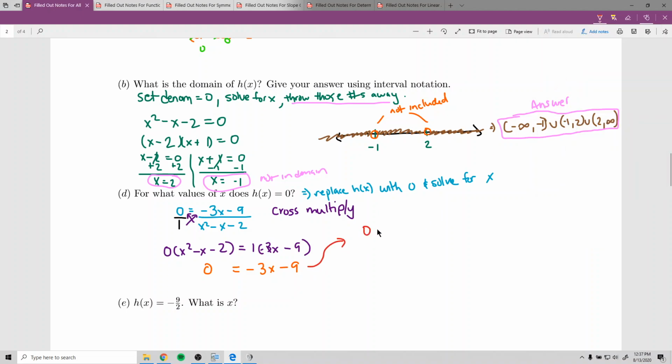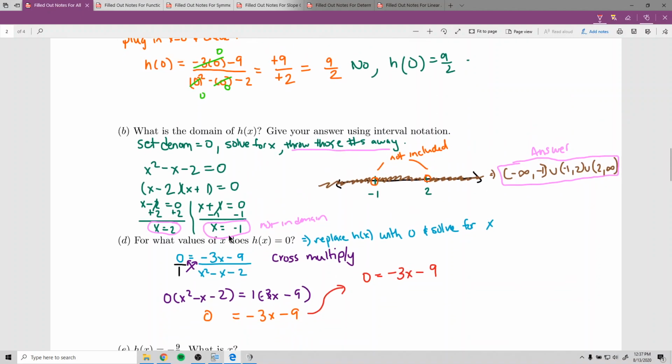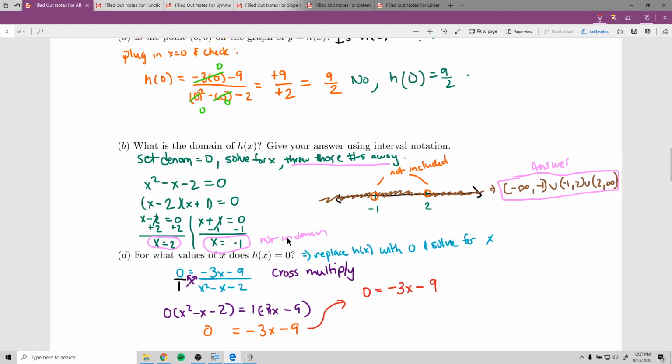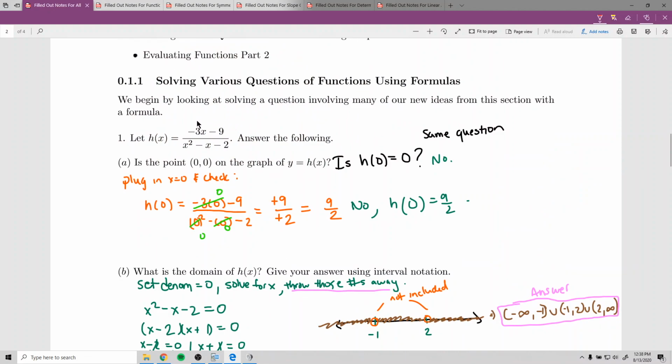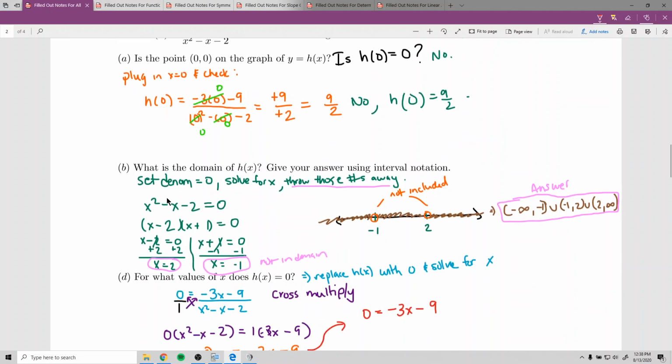All right, so we want to solve 0 equals -3x minus 9. Now, something you can also remember when you want to figure out when a function equals 0, which we'll use going forward, and you have a fraction, all you have to do is set the numerator equal to 0. The denominator you can just not worry about.